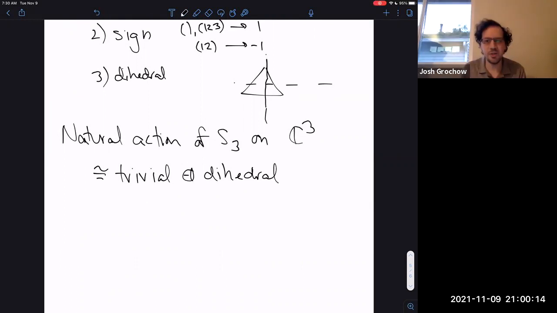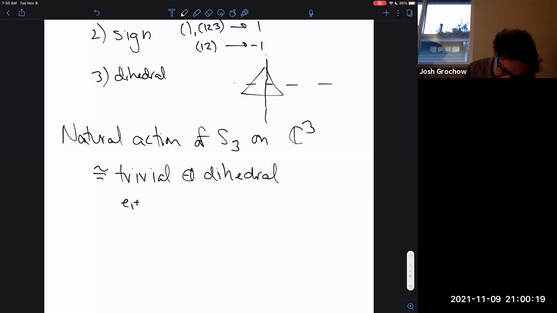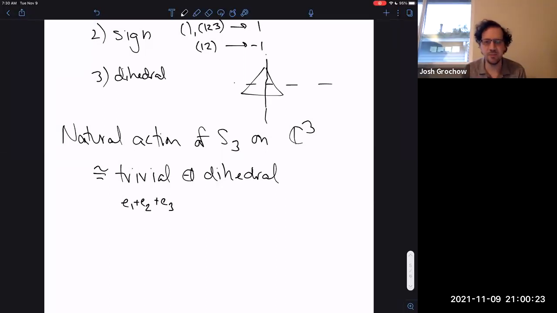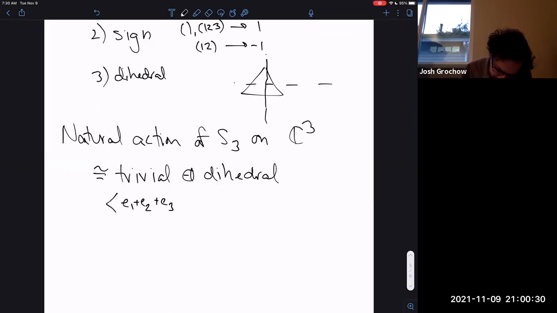Okay, and how can you see that? Well, what's the trivial representation? The trivial representation in here, if the e_i are the standard basis vectors, if I take the sum of these 3, when I permute 1, 2, and 3, this is sent to itself no matter how I permute them. So this is my trivial representation. And over here, this is, if you like, the set of vectors v. It should be orthogonal to that, where v1 plus v2 plus v3 is 0.